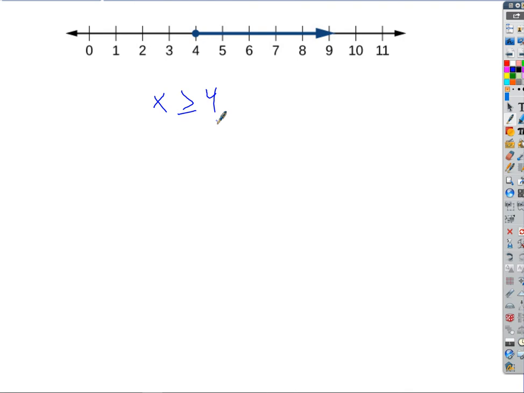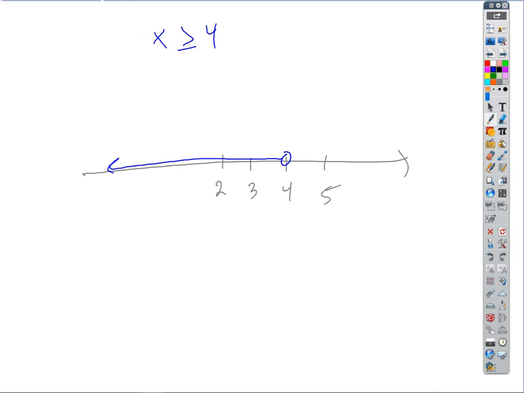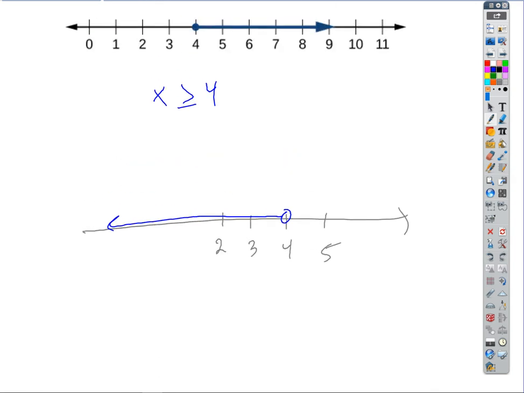So how is that different from something like, what if I instead asked you this? What if we had this one? How would I graph that one? Or how would I write that inequality? X is less than. Do I put the equal to? No. Okay, how come? Say it again.